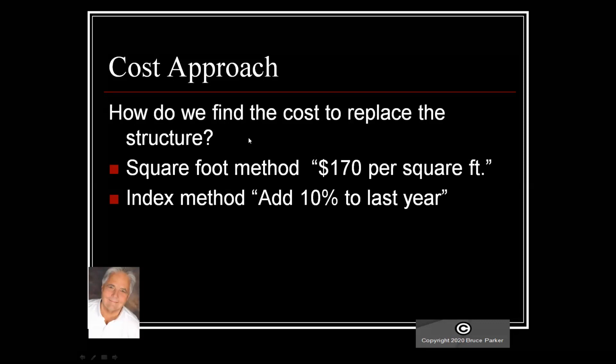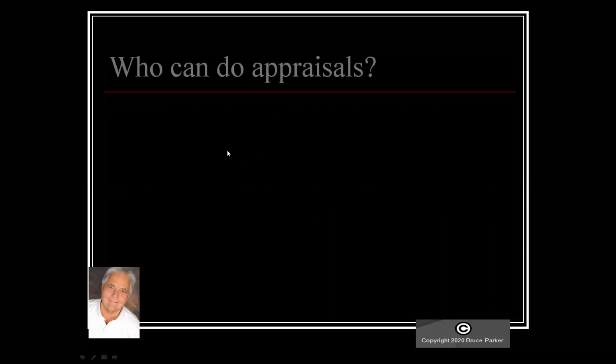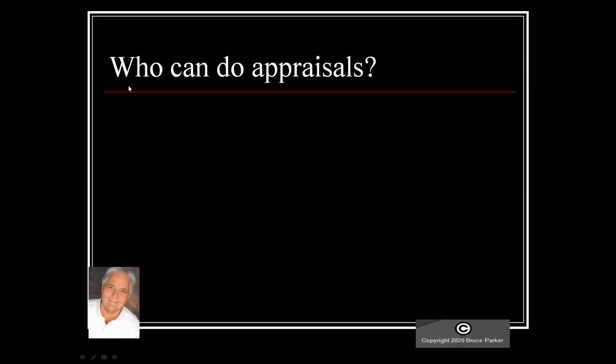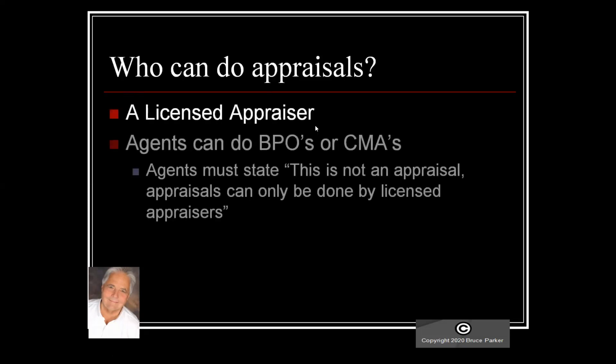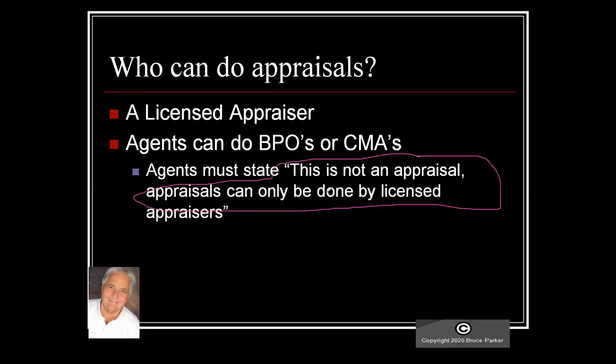All right? So again, that's how we find the value of our imaginary building. Then we subtract the accrued depreciation of our real building. And the accrued depreciation is wear and tear, functional obsolescence, and external obsolescence. And that brings us to who can do appraisals. You have to be a licensed appraiser to do an appraisal. As a real estate agent, we can do a broker's price opinion or a comparable market analysis. But when we do those, because of a court case, RE/MAX versus Circuit Court in Richmond, Virginia, we have to put down, this is not an appraisal.